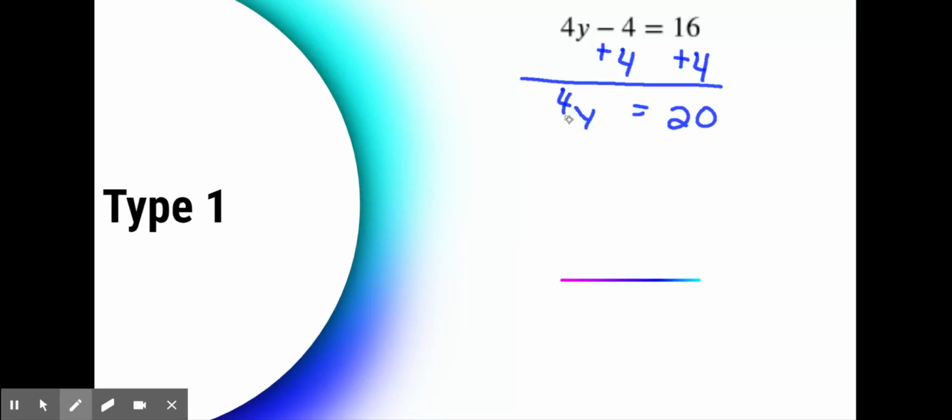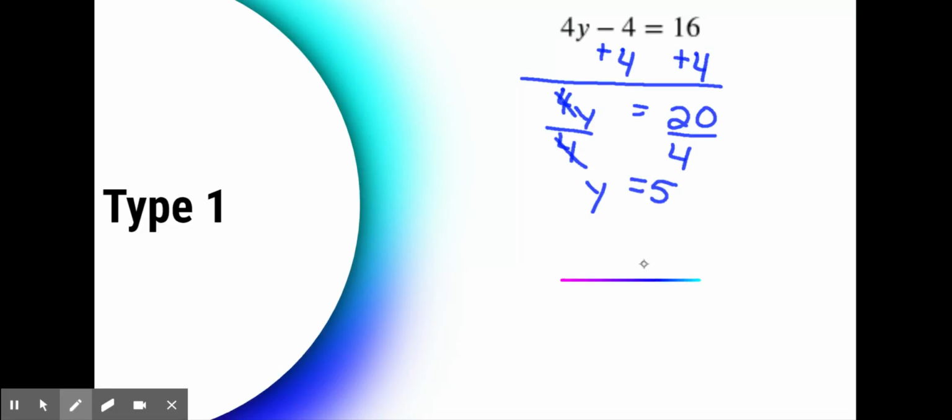Then I've got 4 times y, so my inverse operation is division. So I'm going to divide both sides by 4. Whatever you do to one side, you have to do to the other. These 4's cancel, they become 1. So 1y, and I'll just write y, equals 20 divided by 4, which is 5.